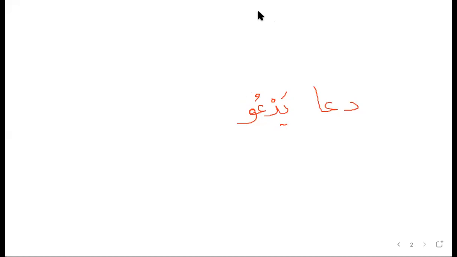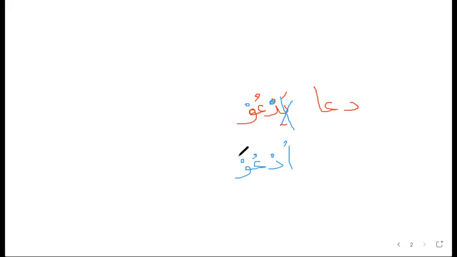What are the steps that we need to follow to get fi'l amr? First thing, remove the harf al-mudari'. The second thing, put sukoon on the end. And the next thing is, because this first letter has a sukoon, we need hamzat al-wasl to get it moving. Ad'u, so it becomes ud'u. Now this is a problem.